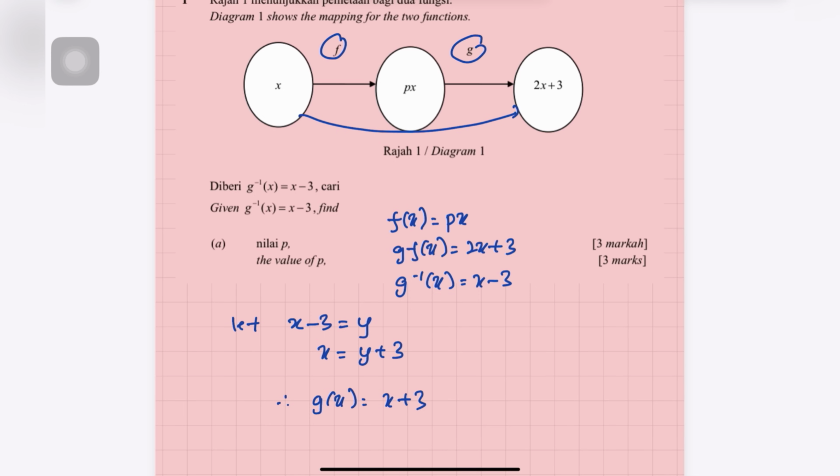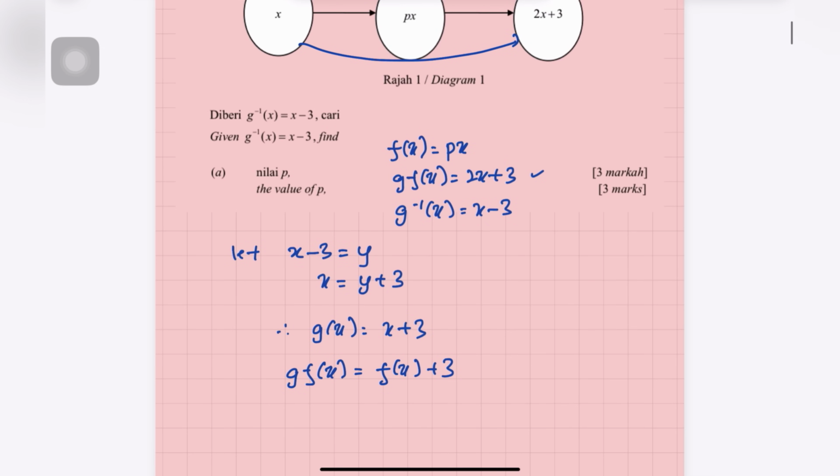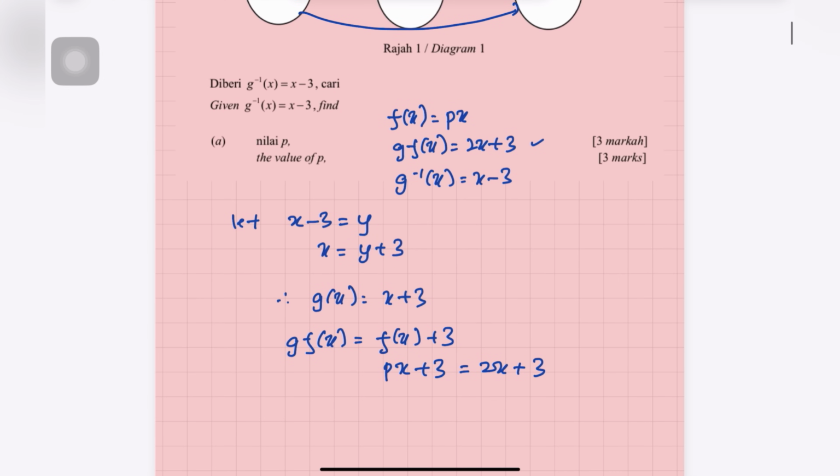Okay, so now here we have gf(x). So gf(x) equals f(x) plus 3. Okay, so then f(x) we compare. So f(x) is px, so px plus 3. So we equate it with 2x plus 3. Then we can find p. So we compare, p equals 2.